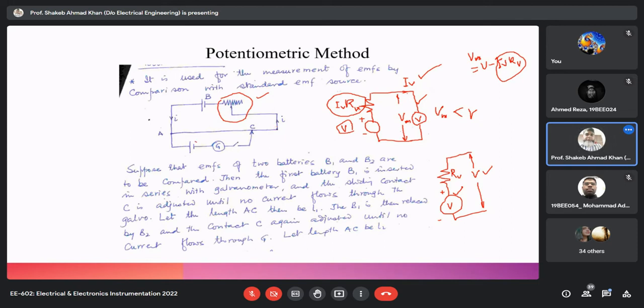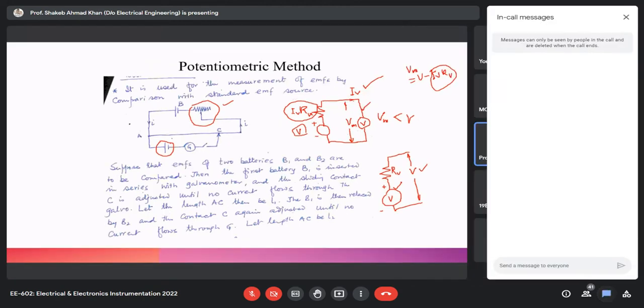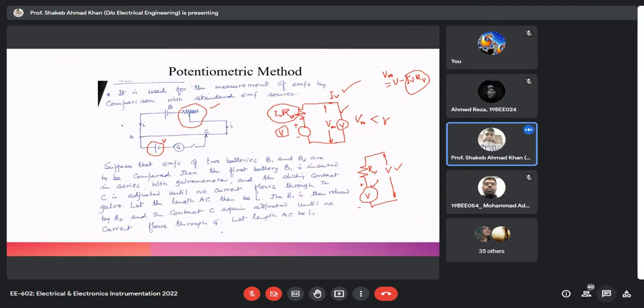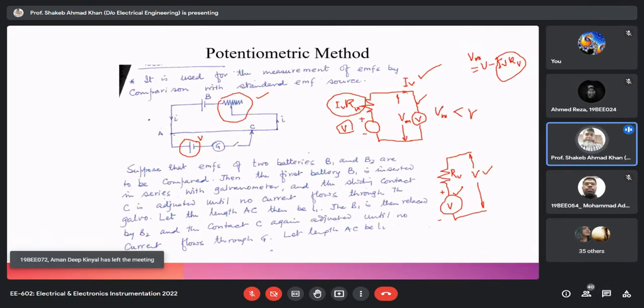Now this is the source whose potential we are trying to measure. It is unknown. The potential of this voltage source is not known. So what we do, we measure this voltage source, means we connect it like this, and then we compare the potential of this voltage source, whose voltage is not known, with the potential drop across the wire. And when these two potentials become equal, then your galvanometer will show you the null deflection.